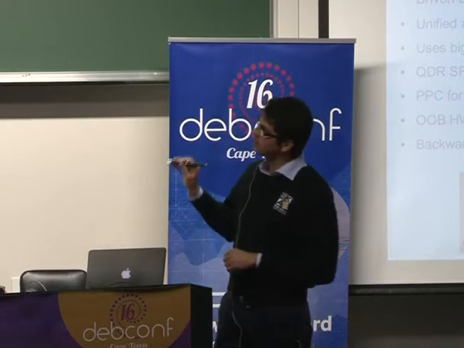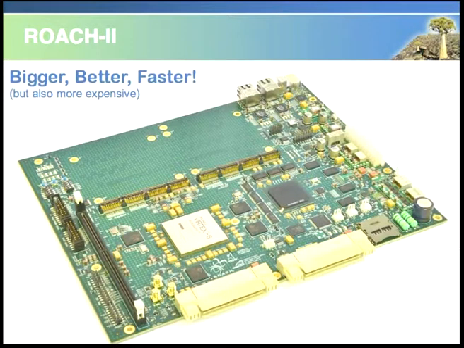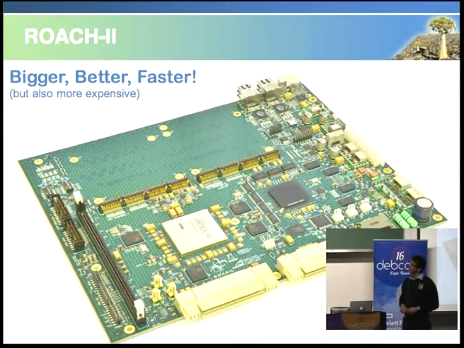So you take this one building block, and then you stick a whole bunch of them in a rack and wire them all up together in a network, and you get a cluster of these things as you do in ordinary computers. And it seems to work pretty well. Then we built the second generation board called ROACH 2, not very original. It's just bigger, better, faster, and unfortunately also more expensive. And these boards have become the CASPER de facto standard building blocks.